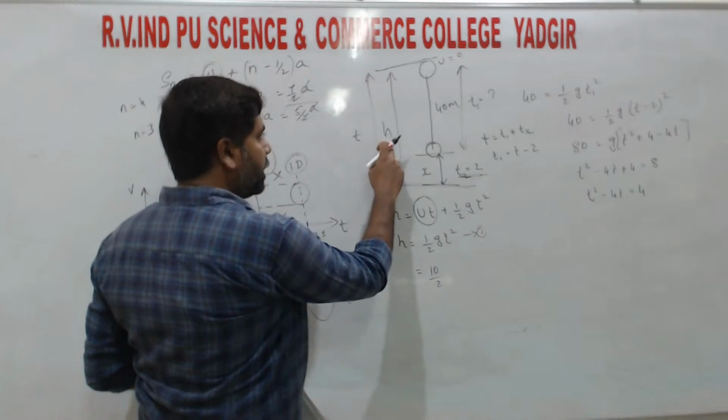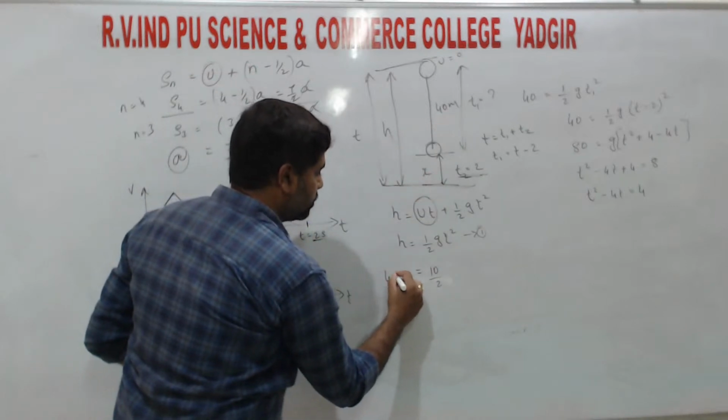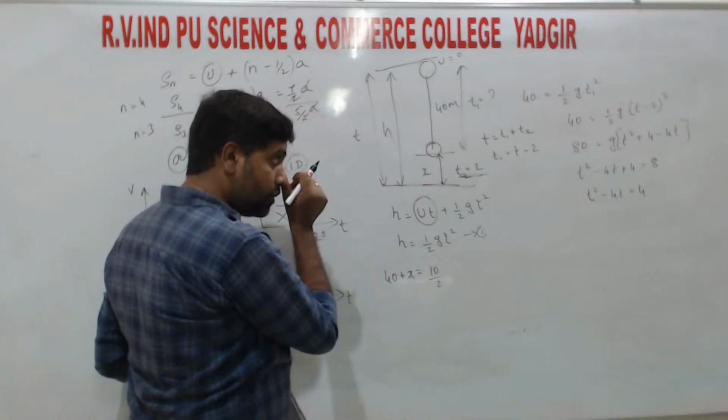So this we can write: h equals 40 plus x.